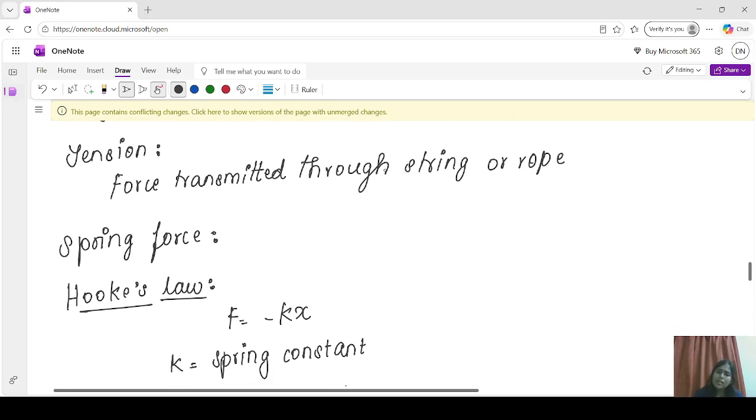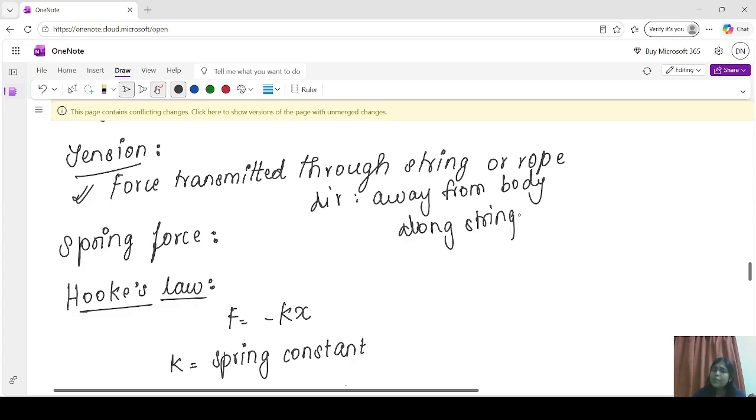Now, what is tension? Force transmitted through a string or rope. The direction of the tension will always be away from the body along the string. Now, what is spring force?